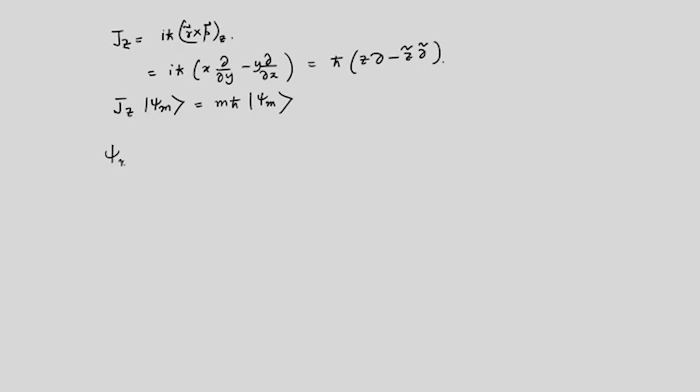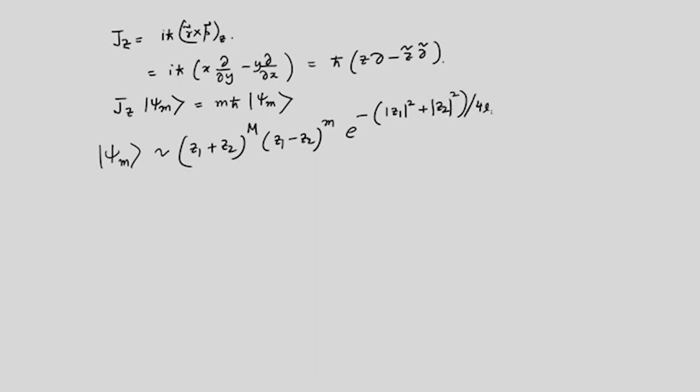This psi can also be written as, again, the unnormalized thing is (z1 plus z2) to the power M, and (z1 minus z2) to the power m, and an exponential of minus (|z1|^2 plus |z2|^2) divided by 4 lB square, and so on. So, this is the total coordinate z1 plus z2. So, z1 and z2 individually are the coordinates of the two particles.